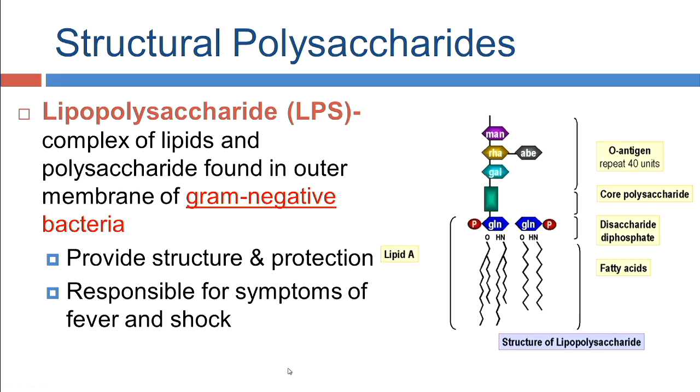LPS is another really important one for you guys in micro. Lipopolysaccharide. So saccharide tells you that's the sugar. We know it's in the carbohydrates. But there's also the lipo part. So this is a big sugar with a lipid attached to it. So it has some lipid part to it, and it has some carbohydrate part. This one is going to be in the outer membrane of specifically gram-negative bacteria.